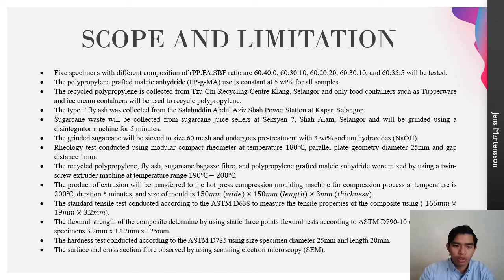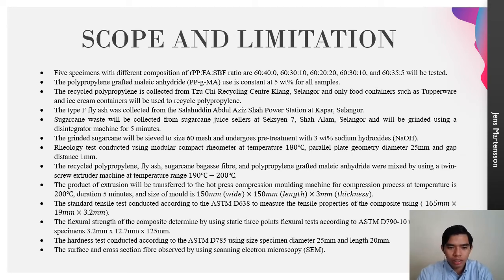to fabricate this project. The Type F fly ash was collected from the Salahuddin Abdul Aziz Shah station at Kampung Selangor. Sugarcane waste will be collected from sugarcane juice sellers at Section 7, Shah Alam, Selangor, and will be ground using a disintegrator machine for 5 minutes. The ground sugarcane will be sieved to size 60 mesh and undergo treatment with 3% sodium hydroxide solution.